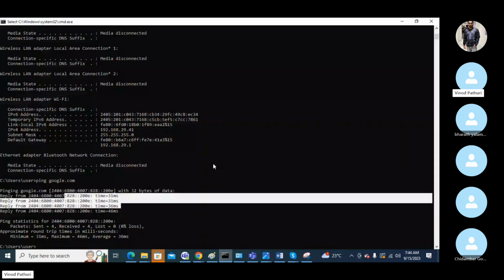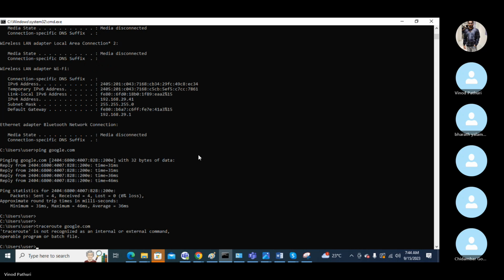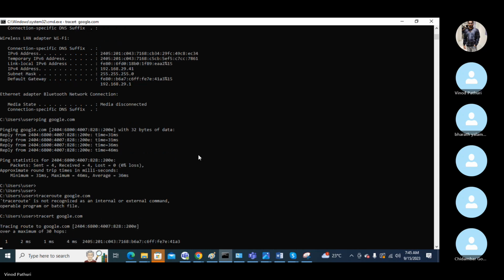So that's why. Let me show you one thing here. Traceroute google.com. So this is the first hop, like our gateway. I took 2 milliseconds to reach there.